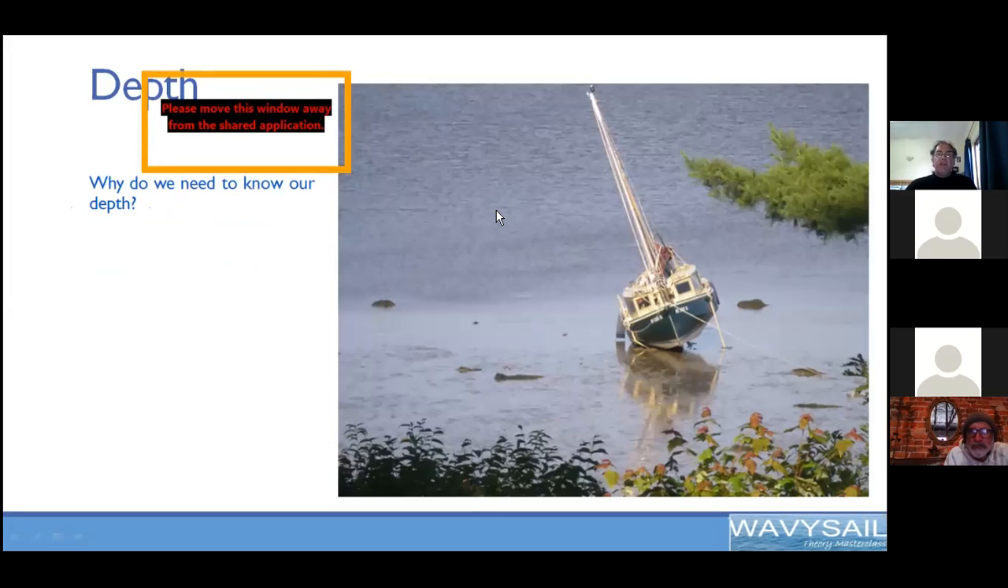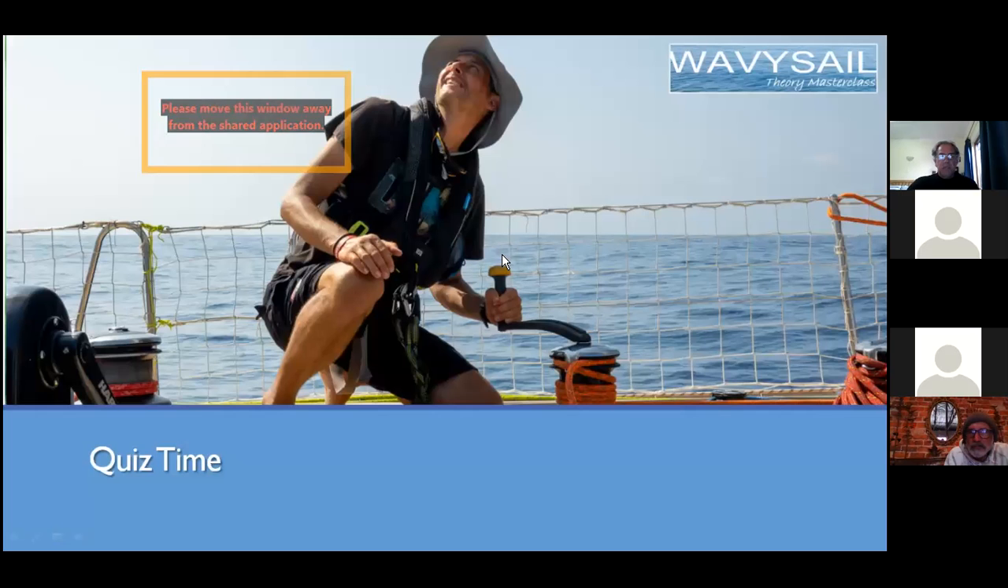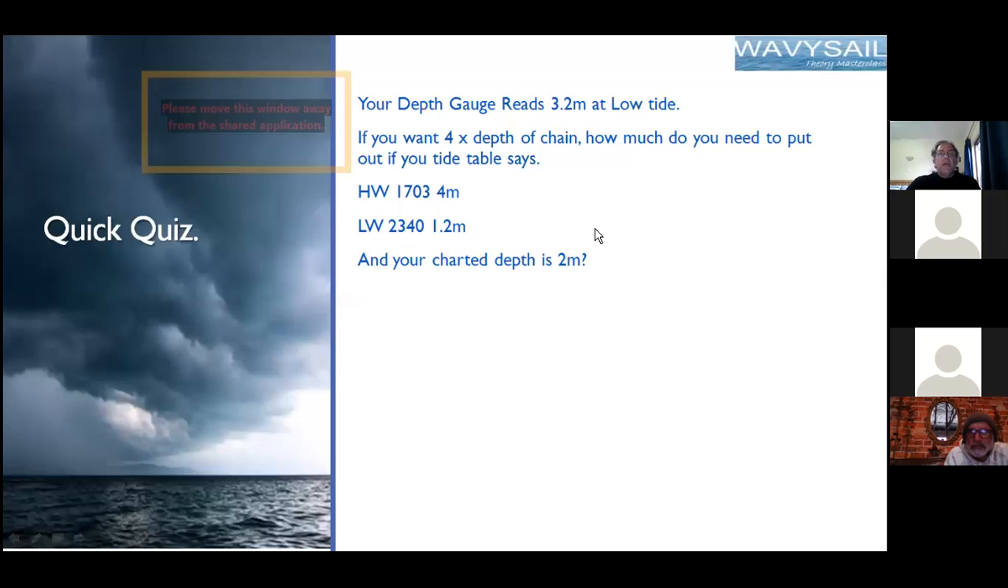And why do we need to know our depth? Well, for many obvious reasons. Anchoring, knowing where we can make passage, knowing we can get under a bridge. There are a hundred different reasons we need to know our depth. So let's try a little quick question here.